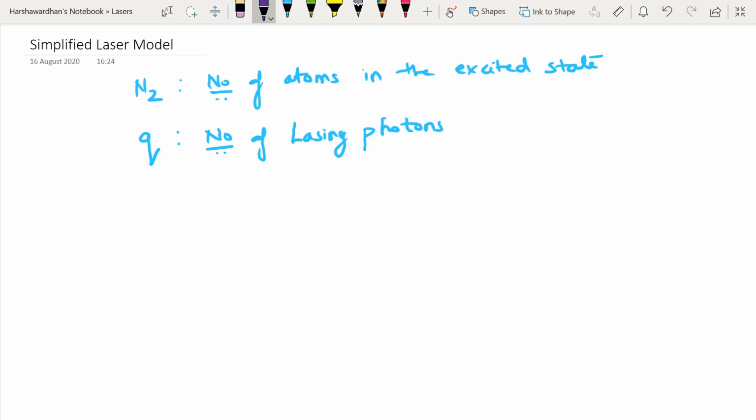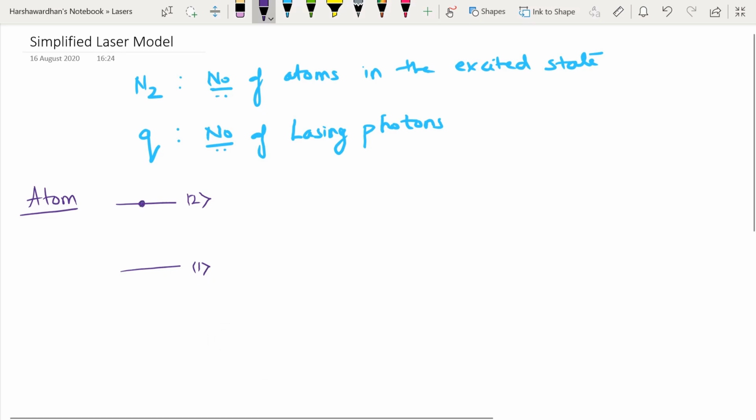So to begin with, for the atom, we have a two-level system, right? And to focus on the lasing action, I have prepared my atom in such a way that most of the electrons are in the excited state, right? That is, I'm not worried about how at the moment, but somehow I have managed to put all the electrons in the excited state. So what I have generated is basically the population inversion.